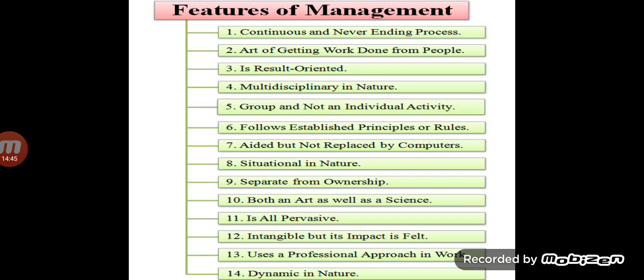Eighth point, situational in nature. As per the situation, management also changes. For example, in the corona situation nowadays, as per the demand of the situation, we have used our mobile phone to deliver the lecture to you. So it is a situation based activity. The same thing is applicable in other organizations. They are performing their activities as per the situation. So we can say that management totally depends on the situation. As per the demand, as per the situations, management can change, management can perform.